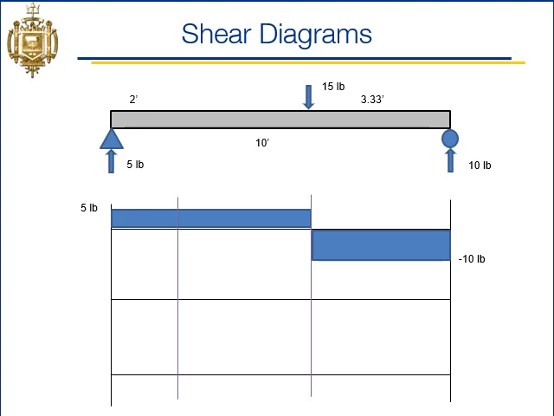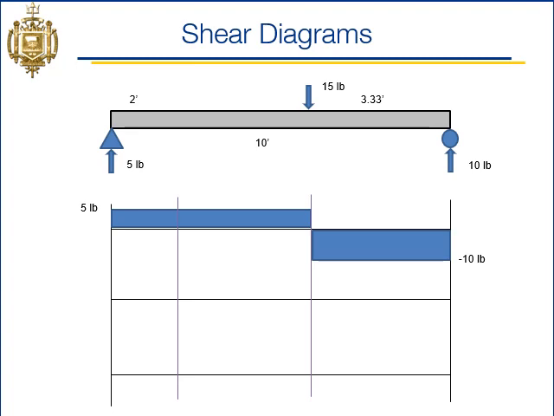We hit that 15-pound load, and that's going to bring us down to -10, right? So 5 pounds minus the 15-pound applied load gets us to -10. So then there's no more loads between our 15-pound load and our 10-pound reaction at the roller, so nothing happens there. We go straight across, we hit the upward 10-pound reaction force, and back to 0 we go. So that's a good shear diagram for our 15-pound load.